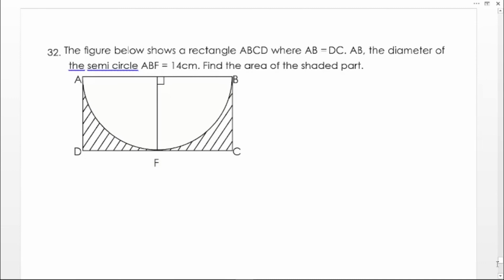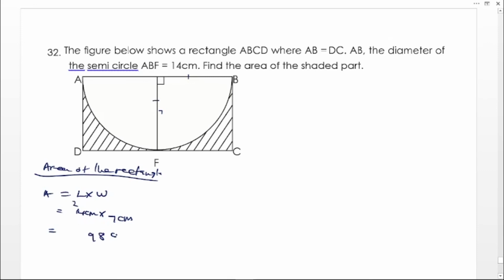Alright, number 32. The figure below shows a rectangle ABCD, where AB is equal to DC, and this AB is the diameter of the semicircle ABF. Find the area of the shaded part. To get the area of the shaded part, we have to get the area of the rectangle first. Area is equal to length times width, which is 14 centimeters times the width. This width is equal to the radius, since this one is the diameter. So this is 7, times 7 centimeters. 7 times 14 is 98 centimeters squared.